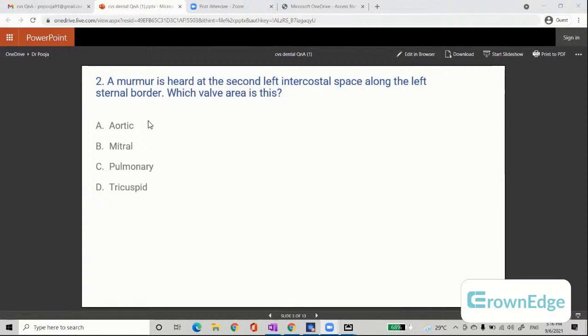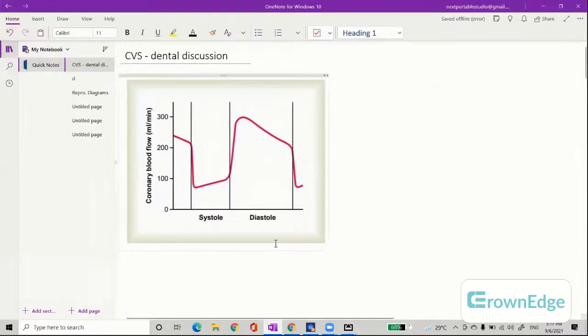question, that is, a murmur is heard at the second left intercostal space along the left sternal border. So what are they talking about? Second left intercostal space. Okay, so let's see the diagram.